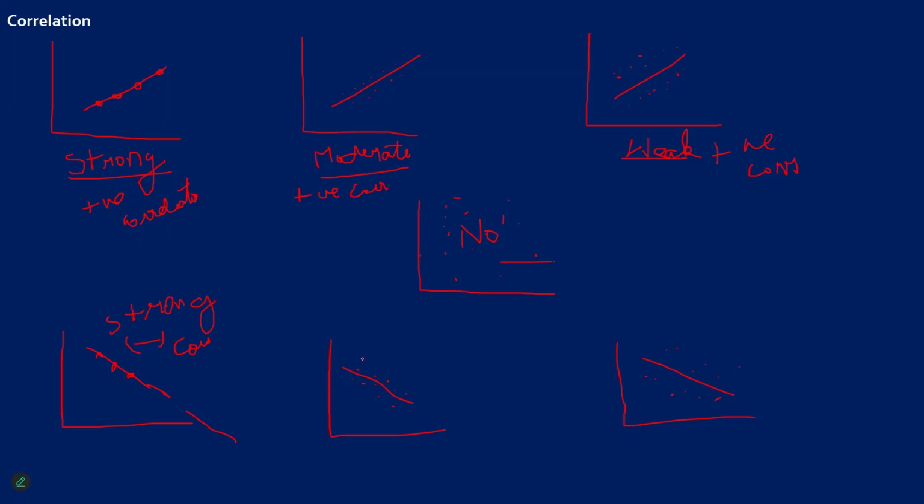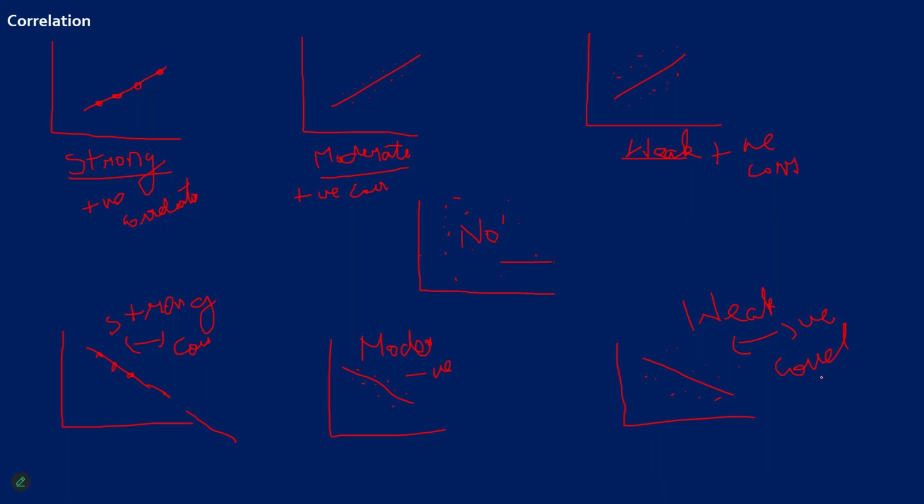Somewhat closer, right? So moderate, but negative correlation. All the data points are somewhat far away from the line, right? So this is weak. However, it's negative only, but weak, negative correlation.